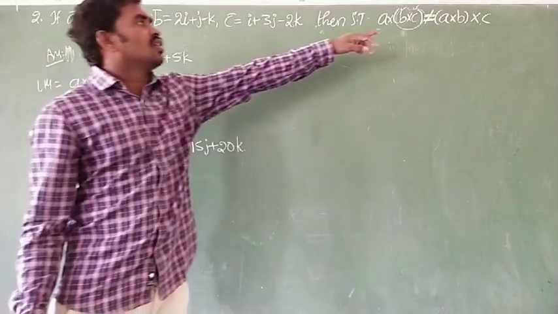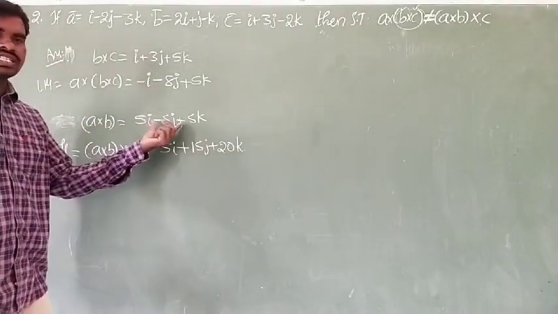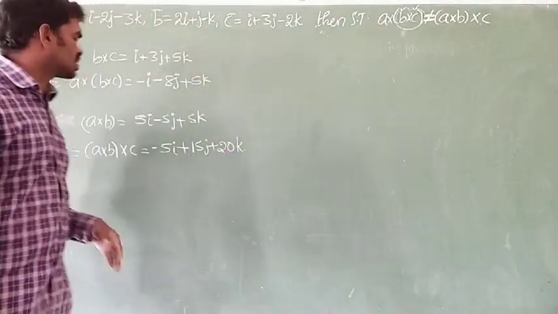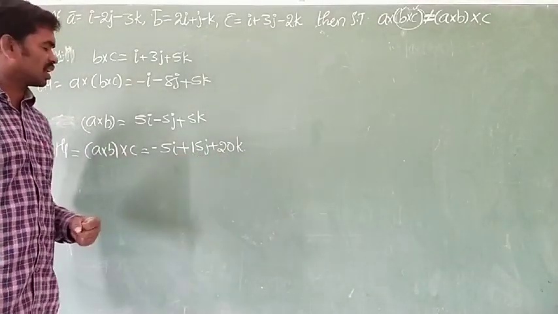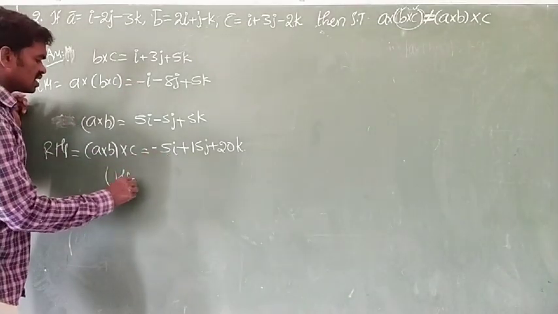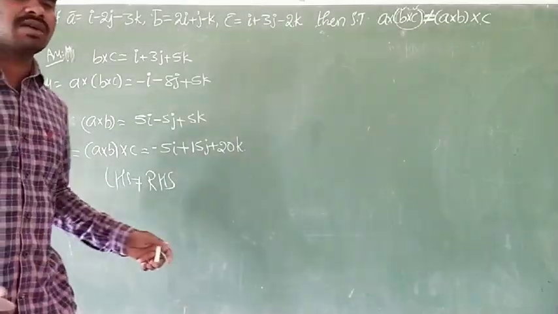Next, for RHS, first find A cross B. So A cross B, you will get this answer. After getting A cross B, cross C, we get minus 5a plus 15a plus 20. So then LHS is not equal to RHS, therefore LHS is equal to RHS, hence proved. Write down, it is complete.